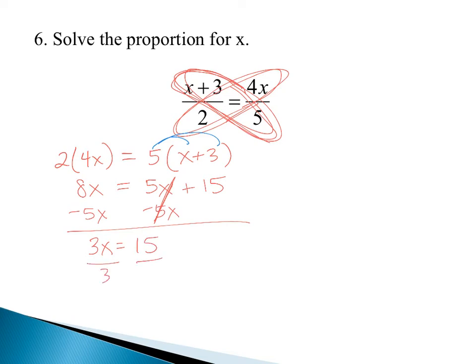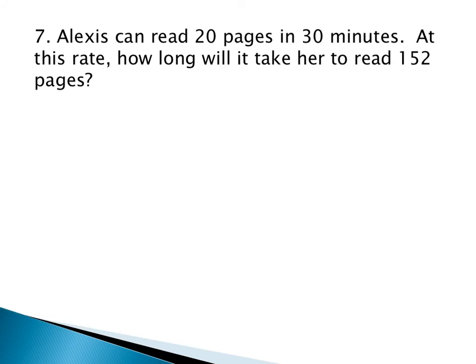Divide by 3, x equals 5. And we are done because it just says solve for x. Let's try a word problem. Number 7.